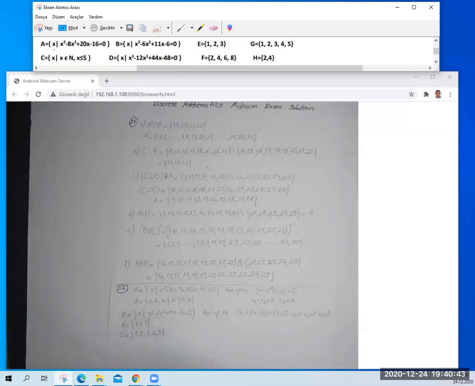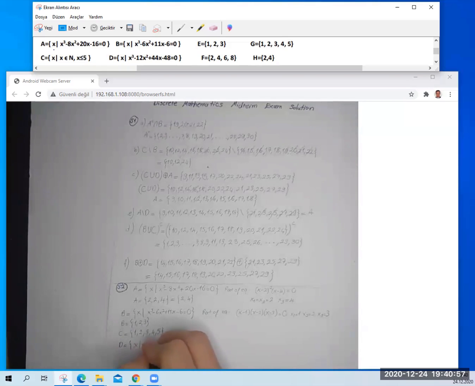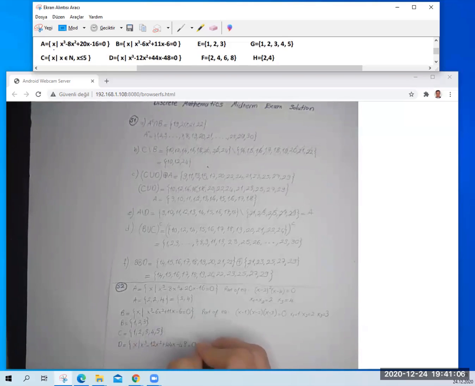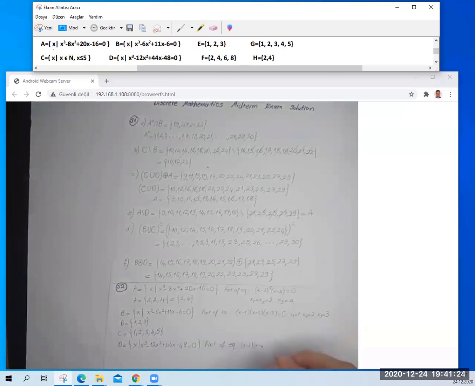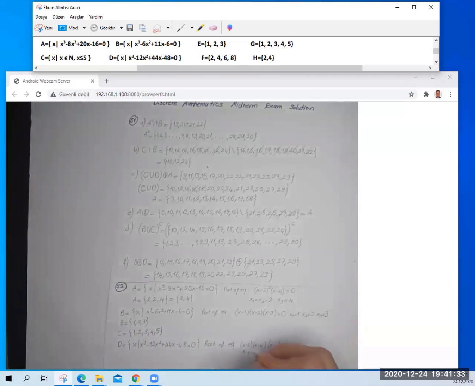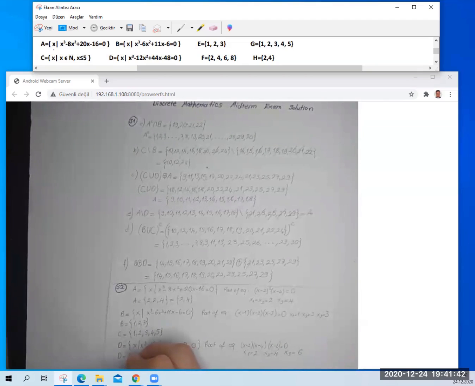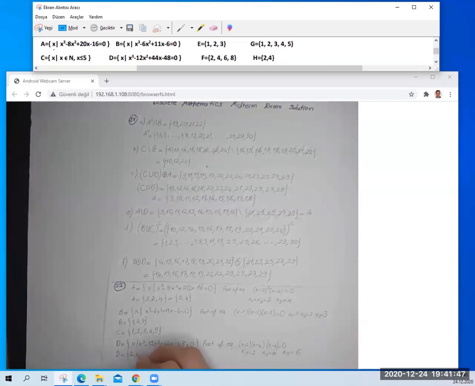And D, D is also similar to the A and B. So we have to look for the roots of the equation. So there is the x, again, x to the power 3 minus 12x squared plus 44x minus 48 is equal 0. So root of the equation, so there is what? There is x minus 2 times x minus 4 times x minus 6 is equal 0. So there is the x1 is equal 2, x2 is equal 4, x3 is equal 6. So D has the members 2, 4, and 6.